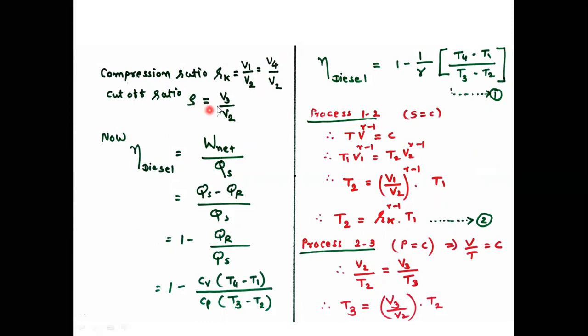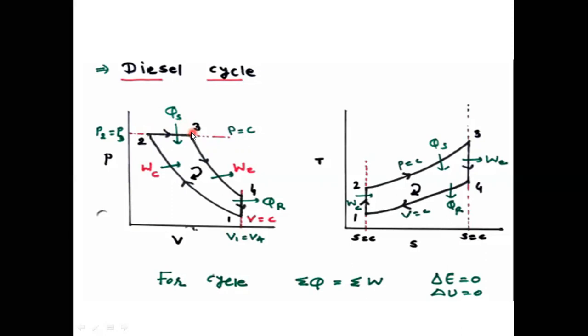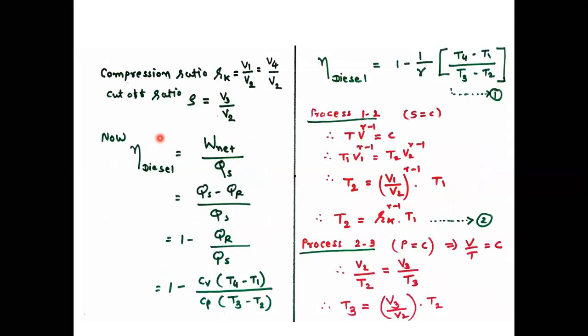Next is the cutoff ratio, that is V3 divided by V2. This is V3 and this is V2. What is V3? It's the volume after heat supplied. V2 is the volume before heat supply. So V3 by V2 is defined as the cutoff ratio, that is denoted by rho. So RK is equal to V1 divided by V2, the compression ratio. Rho is equal to V3 divided by V2, the cutoff ratio.